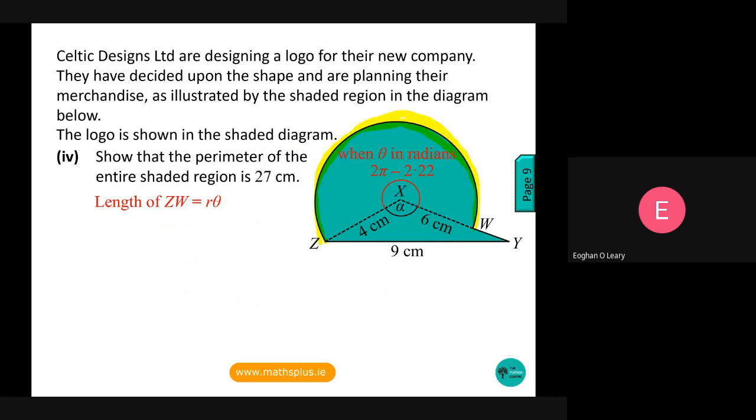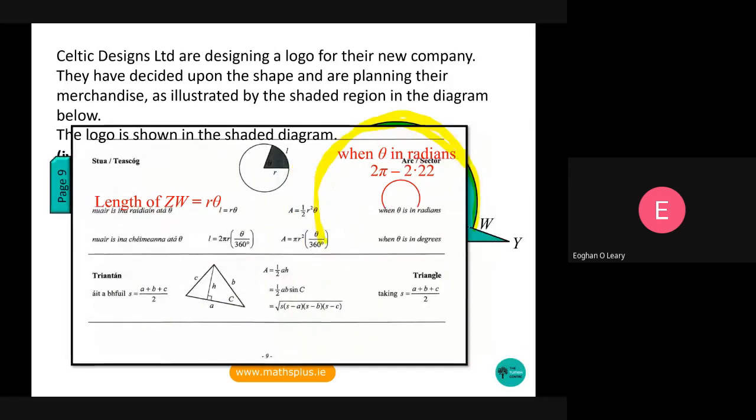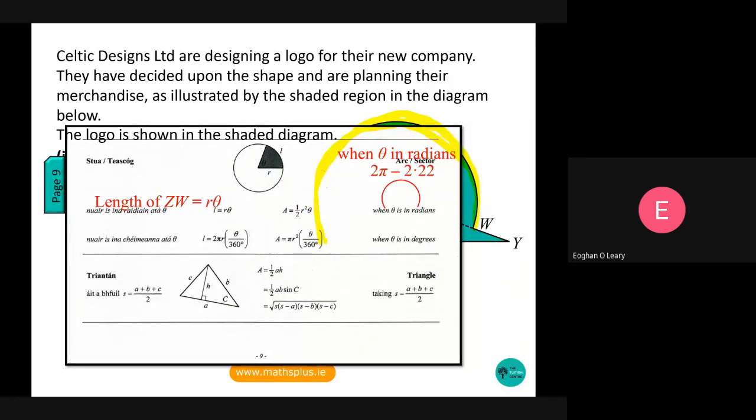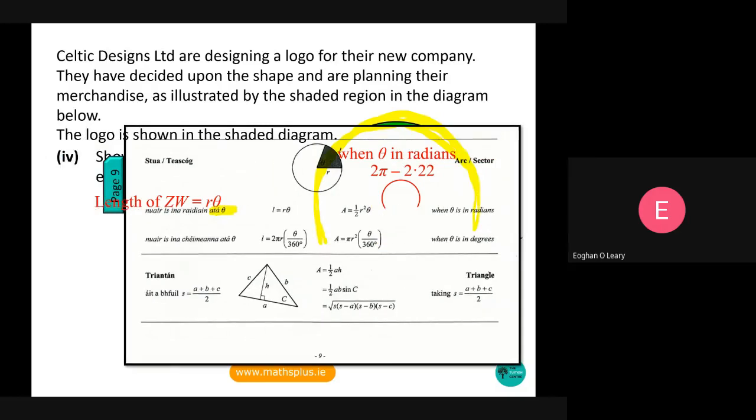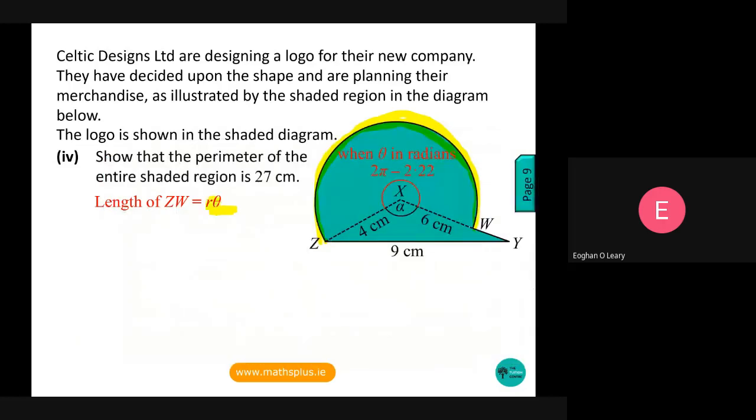And of course, I know again from page 9, what I'm looking for is arc length here. The length of the arc is the radius times the angle, where the angle is in radians. So here's my formula, r theta, and I actually have everything I need for it. My radius is 4, my angle is 2 pi minus the 2.22 radians. So we can see here it's 16.25.